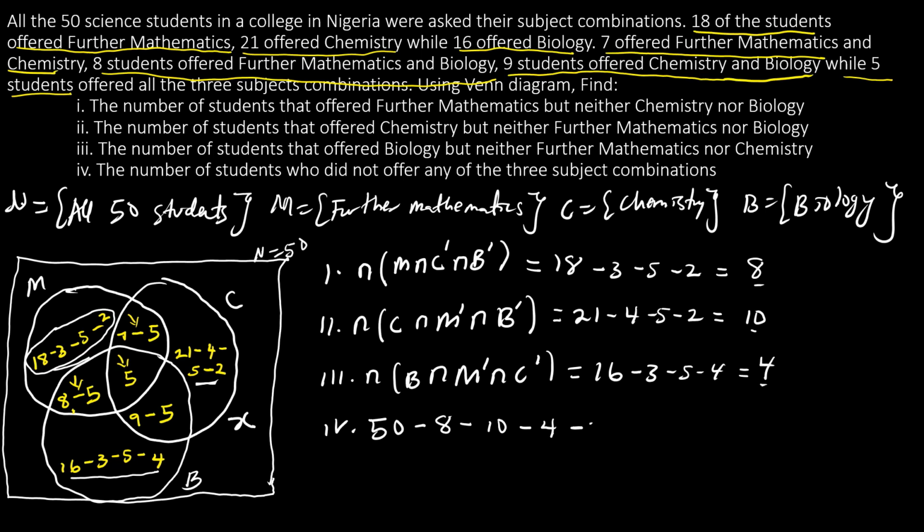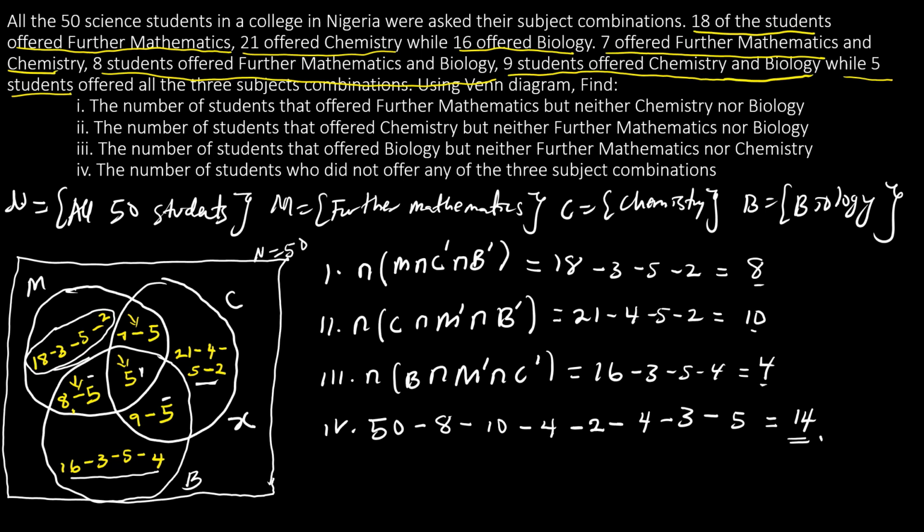7 minus 5, which is 2. The same thing with your strategies, that is minus 4. And we subtract this also, that is minus 3. And we subtract the middle, which is the number of students offering all the three subject combination, that is 5. And the answer here equals 14. So we now have 14 students that are offering neither of these three subject combinations, mathematics, chemistry, and biology.